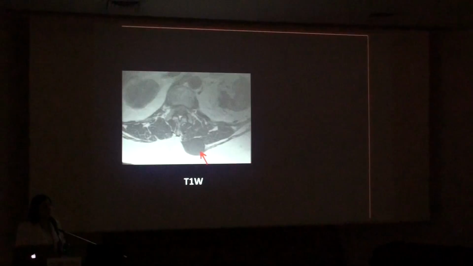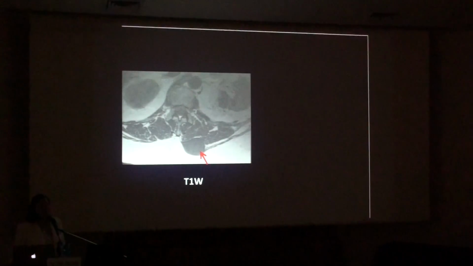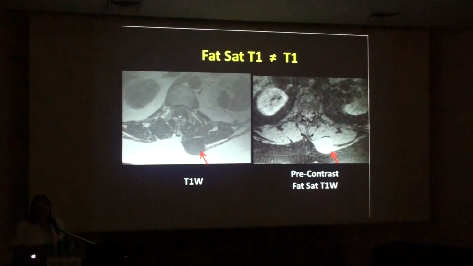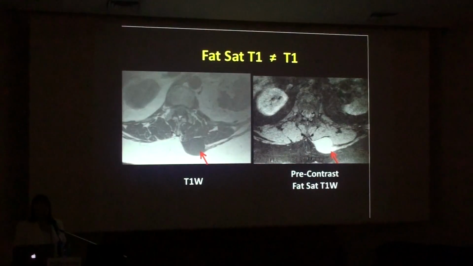It's good to use an internal reference, and muscle is one of the references people use. So this mass is isointense to muscle on T1. But the thing to be careful about is if you hear or read about a mass that's isointense at T1, its appearance on a T1 weighted image and its appearance on a fat-sat T1 weighted image are going to be very different. So this is exactly the same mass.